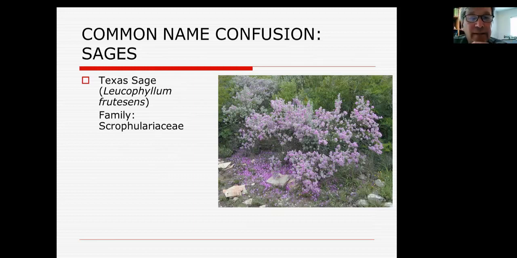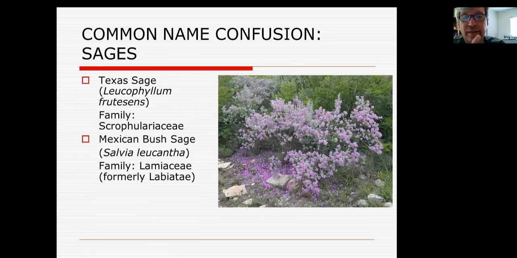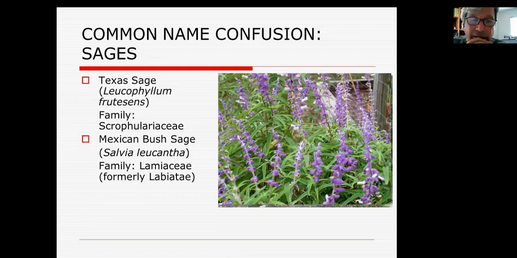But there's other plants that have the common name of sage. For instance, Mexican bush sage. We have Mexican bush sage in their yard. That's this plant here. That's Salvia leucantha. And it's sage. And so it is in the family of Lamiaceae. It's in a completely different family, even though it's got the common name sage, just like that Texas sage.